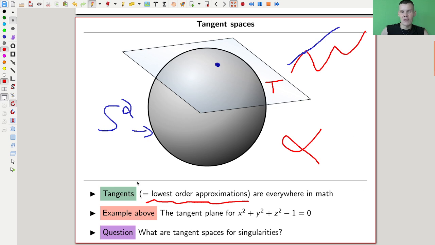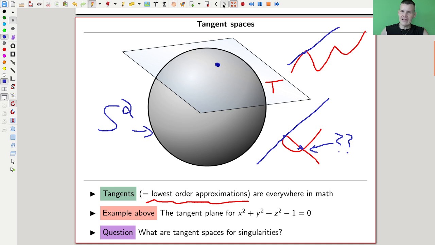So we would like to know what is a tangent for something when you have a singular point. It shouldn't be very surprising that around a non-singular point, a tangent will be what you think it is. But for such a point here, it's not so clear what a tangent should be, right? So what is a tangent at a singular point?